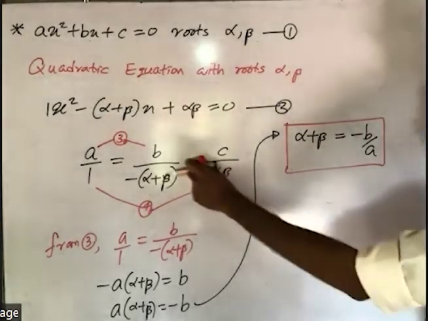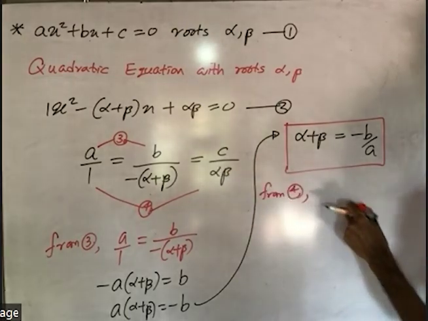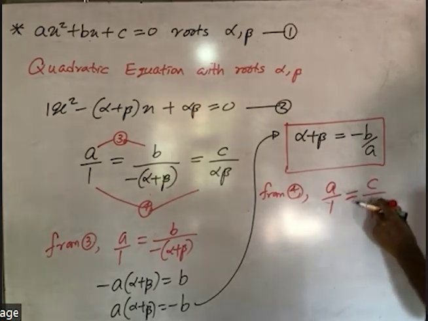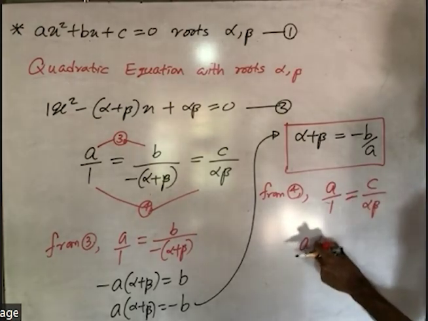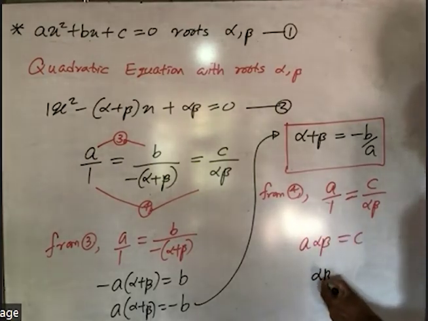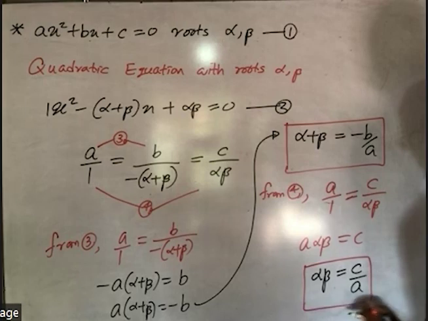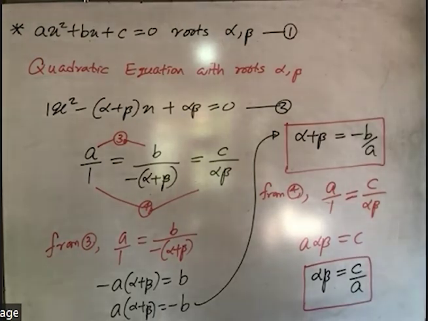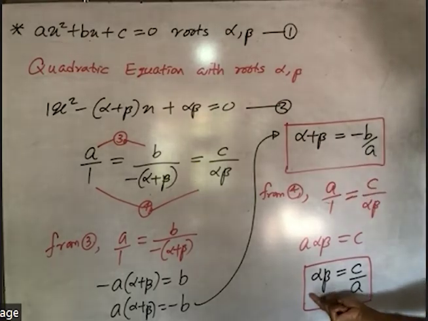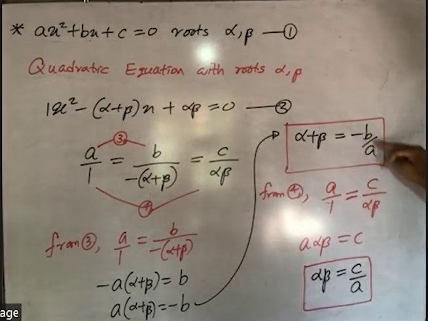Right. Now from number 4, we can write down a over 1 equal to c over alpha beta. Then a alpha beta equal to c. Then we can write down alpha beta equal to c over a. So this is also a standard relation, that this is the product of two roots. Product is equal to c over a, sum equal to minus b over a, right?